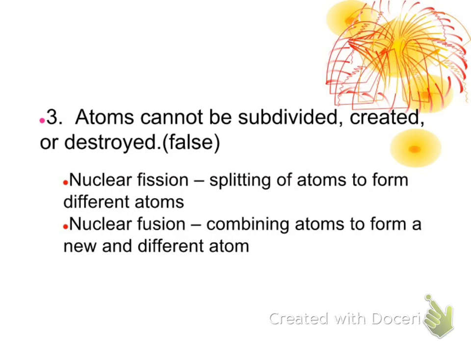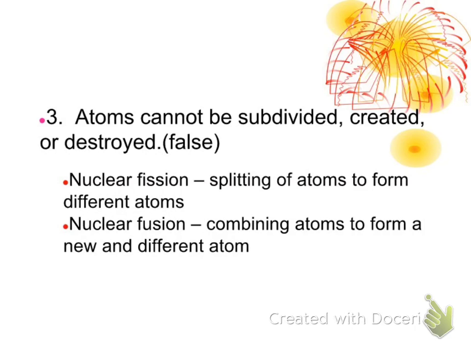Number 3 is false. This is another false statement. He said, you know, atoms, once you get down to that point, it's going to be impossible to subdivide, impossible to create, and impossible to destroy. Not so anymore. We have this thing called nuclear fission, the splitting of atoms. We worked with that in the Manhattan Project, creating an atomic weapon in the 40s. And when they split an atom, there's a lot of energy associated with it. Okay? They do it in a controlled way.